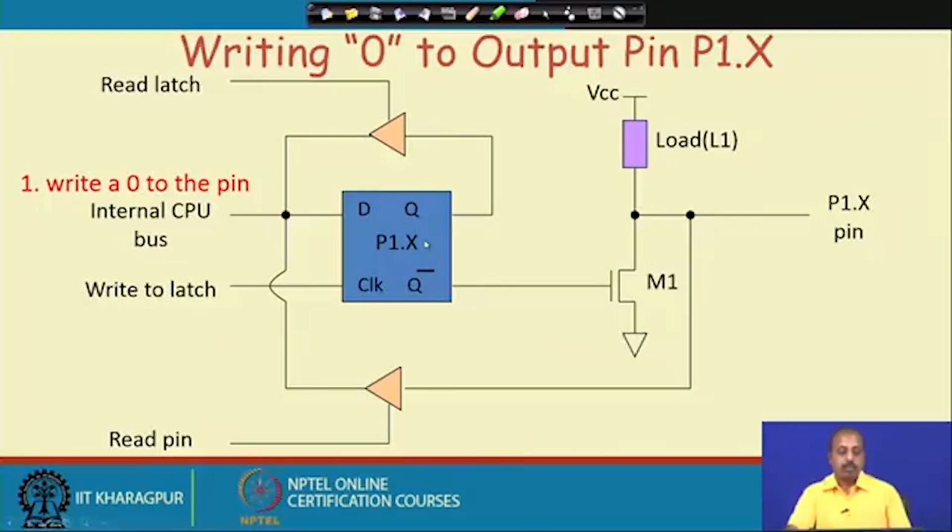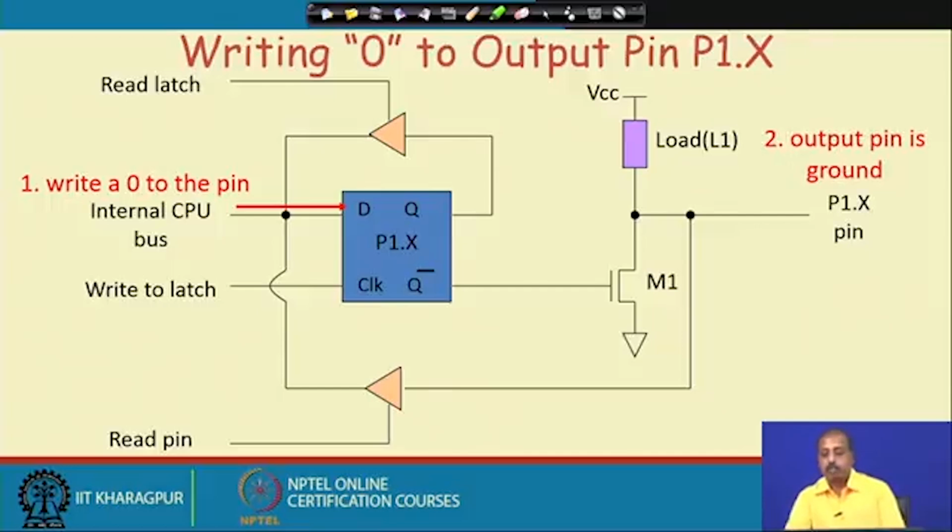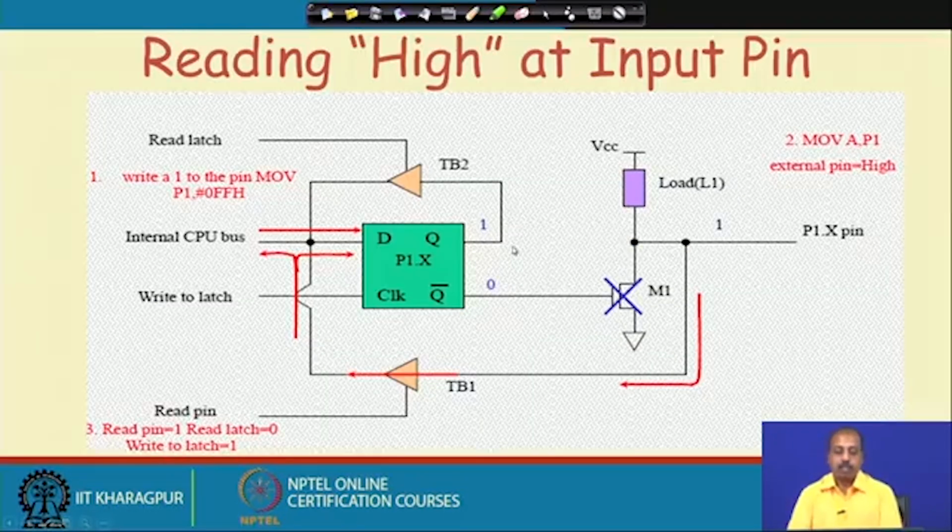So, to write 0 to the pin, first we do this. 1 goes to the pin, then the output pin is grounded, because this gets a 0. So, this is 1, this becomes off, this becomes on. So, this pin gets grounded. Okay, this is how it is taking place. This value is 0, this value is 1. So, that will be getting a 1.